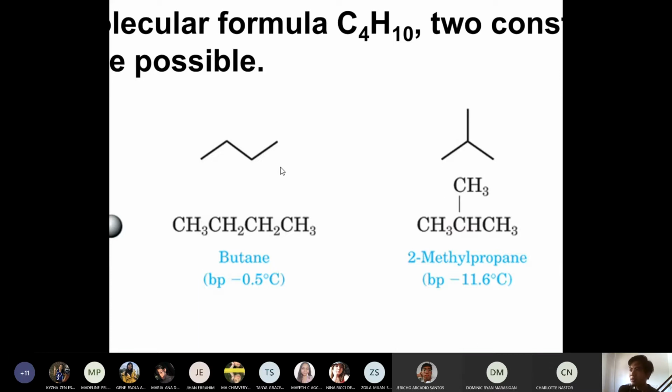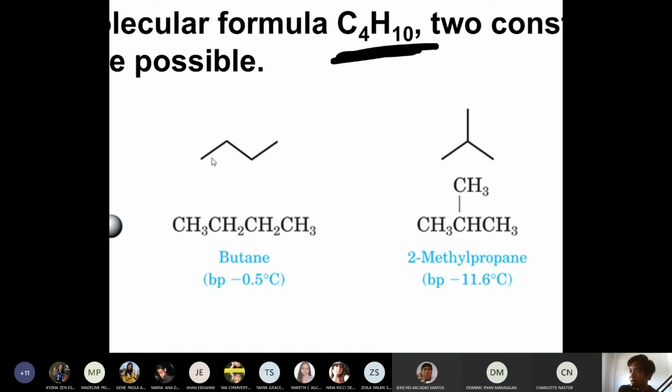However, kung mapapansin natin, they have the same molecular formula. So, ano yung molecular formula nila? Count mo yung carbons. 1, 2, 3, 4. 1, 2, 3, 4. So, C4. Ilang hydrogens? 3 plus 2, 5 plus 2, 7 plus 3, 10. 3 plus 1 plus 3, 7 plus 3, 10. Okay? Same sila ng molecular formula, C4H10. However, ano yung pinagkaiba nila? Connection.